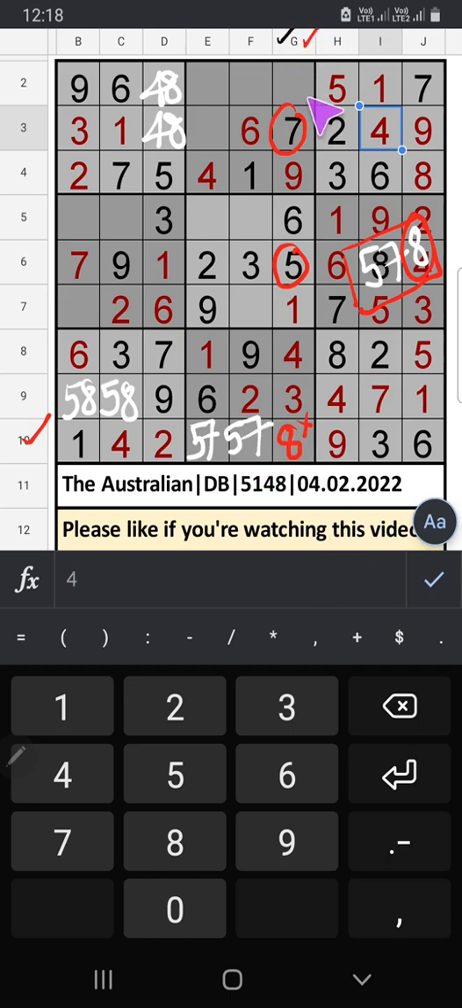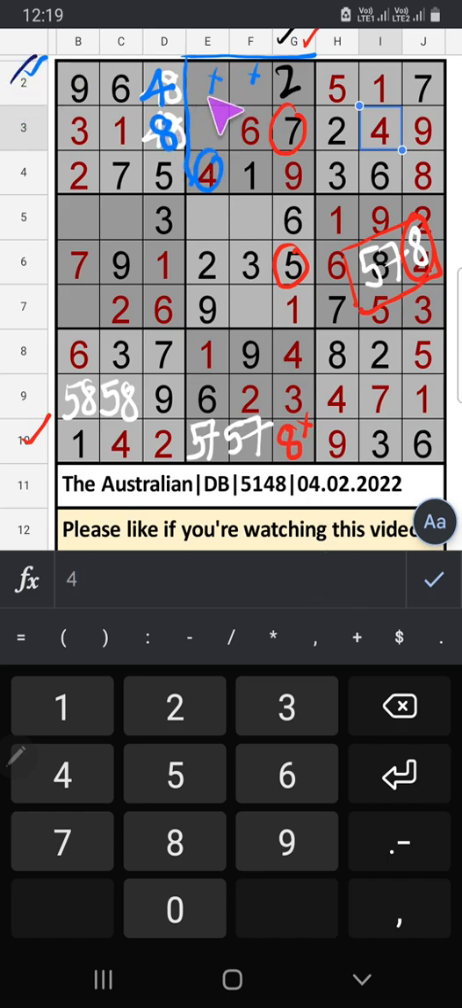Column G, only 1 number is remaining, 2. 2 is confirmed here. 2nd row, only 3 numbers are remaining, 3, 4, 8. 2nd grade, we have 4. So 4 can't come in the cell. Then 4 is confirmed here. You can confirm 8 also here.